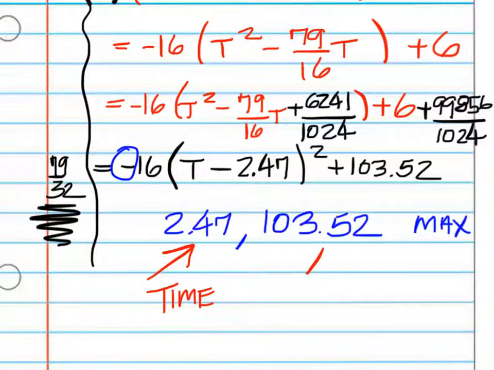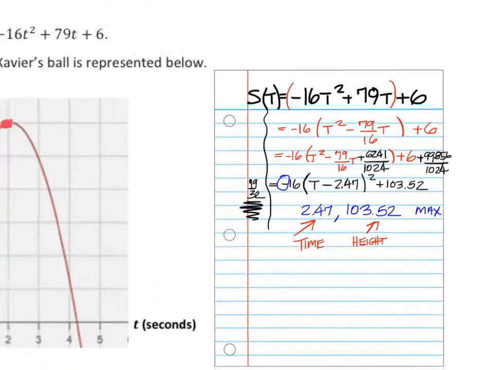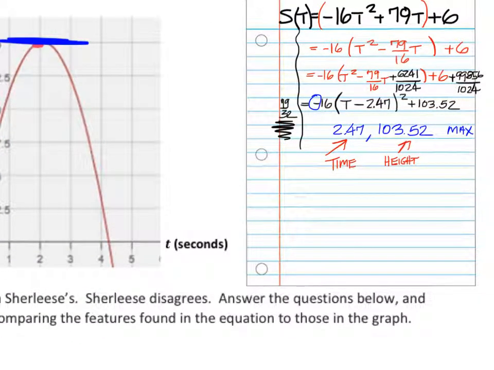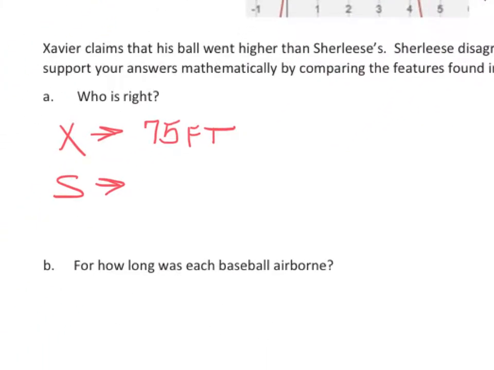And then what does this represent? It is the height. Okay, so let's go back over here and take a look at this one. He went up to about 75 feet. How far did she go up? About 103.5 feet. Yeah, so which one threw it higher? Shirley's, right. So who is right? And we can say Shirley's.